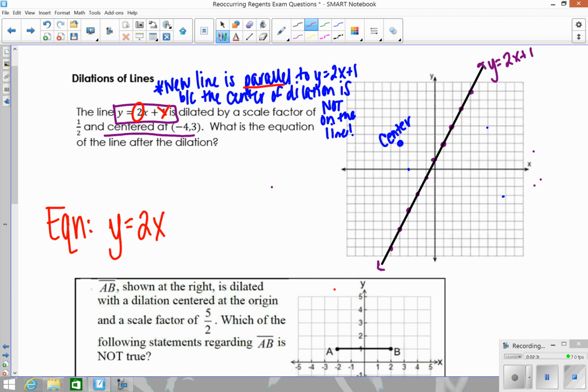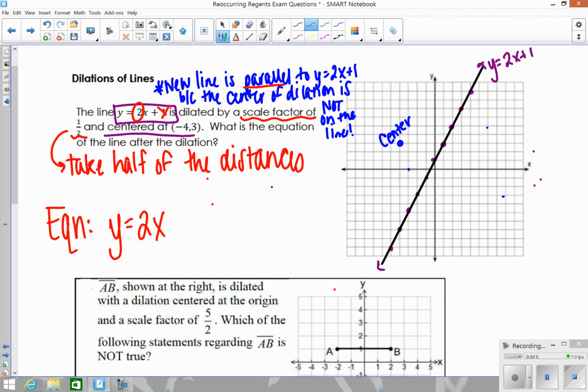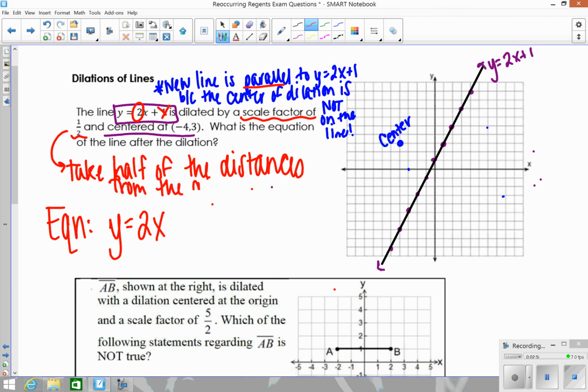So what I'm going to do to find the rest of it is I'm going to use my scale factor. So the scale factor is 1/2, and to find the y-intercept, I'm going to have to multiply by 1/2, which really means I'm going to take half of the distances from the center to the y-intercept. So meaning I'm going to start at the center, and I usually just go to the y-intercept, but really you could go to any point. So I'm going to go to the y-intercept just to be consistent.